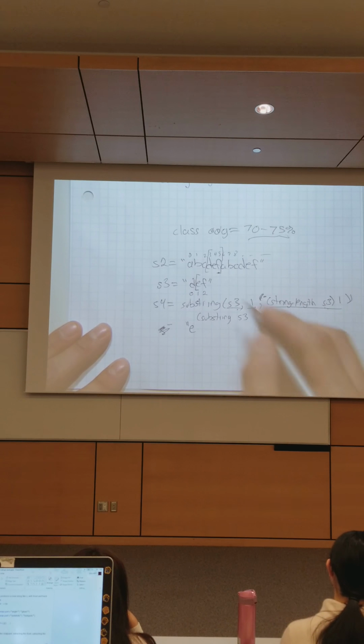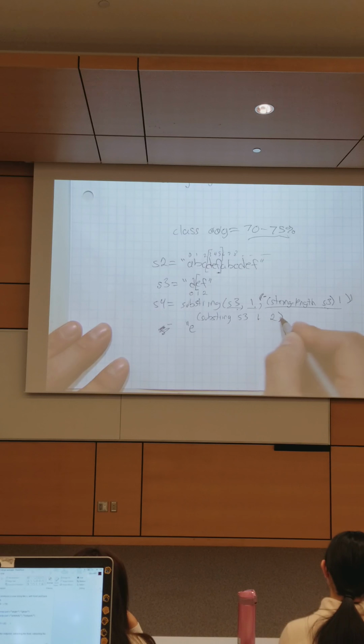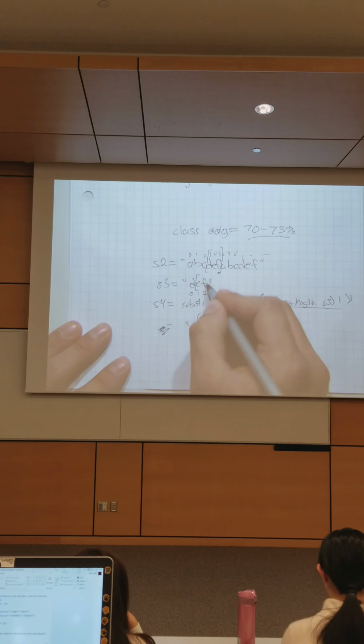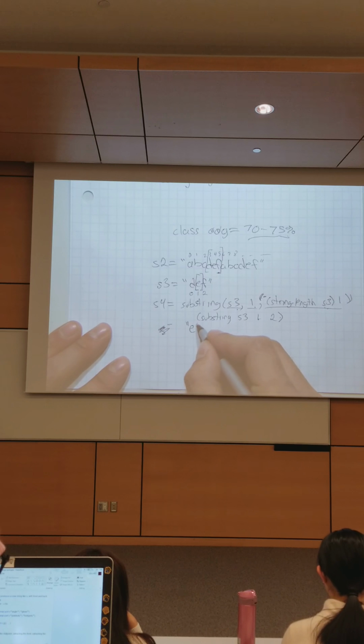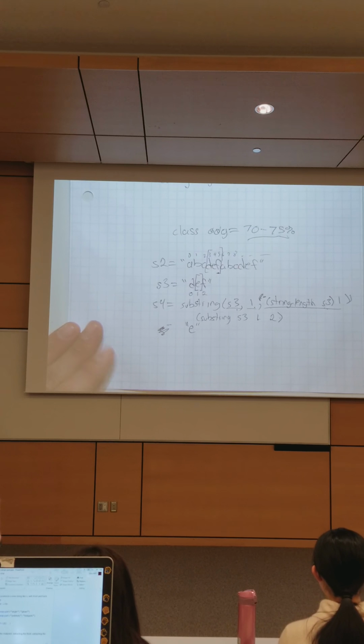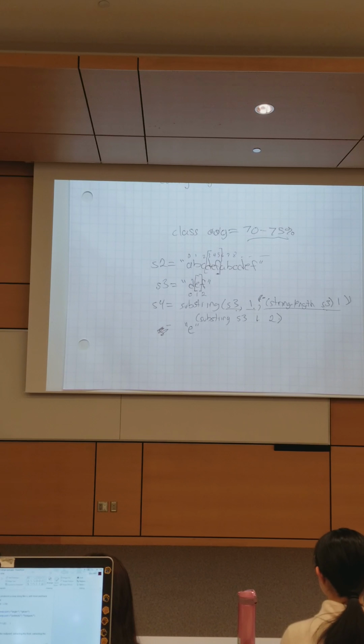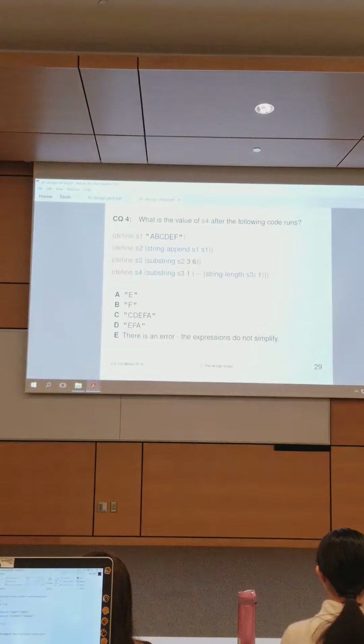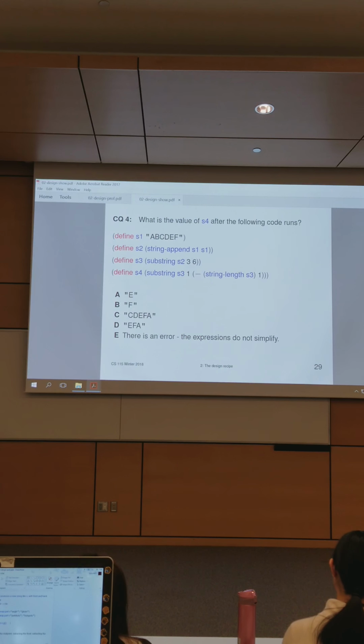Okay? And so that means we're starting here, and we're going up to here, but not including this. So we go up to this F, but we're not going to include it. So it's just E. Cool? Any questions? Make sense? Alright. Are we good? Any questions?